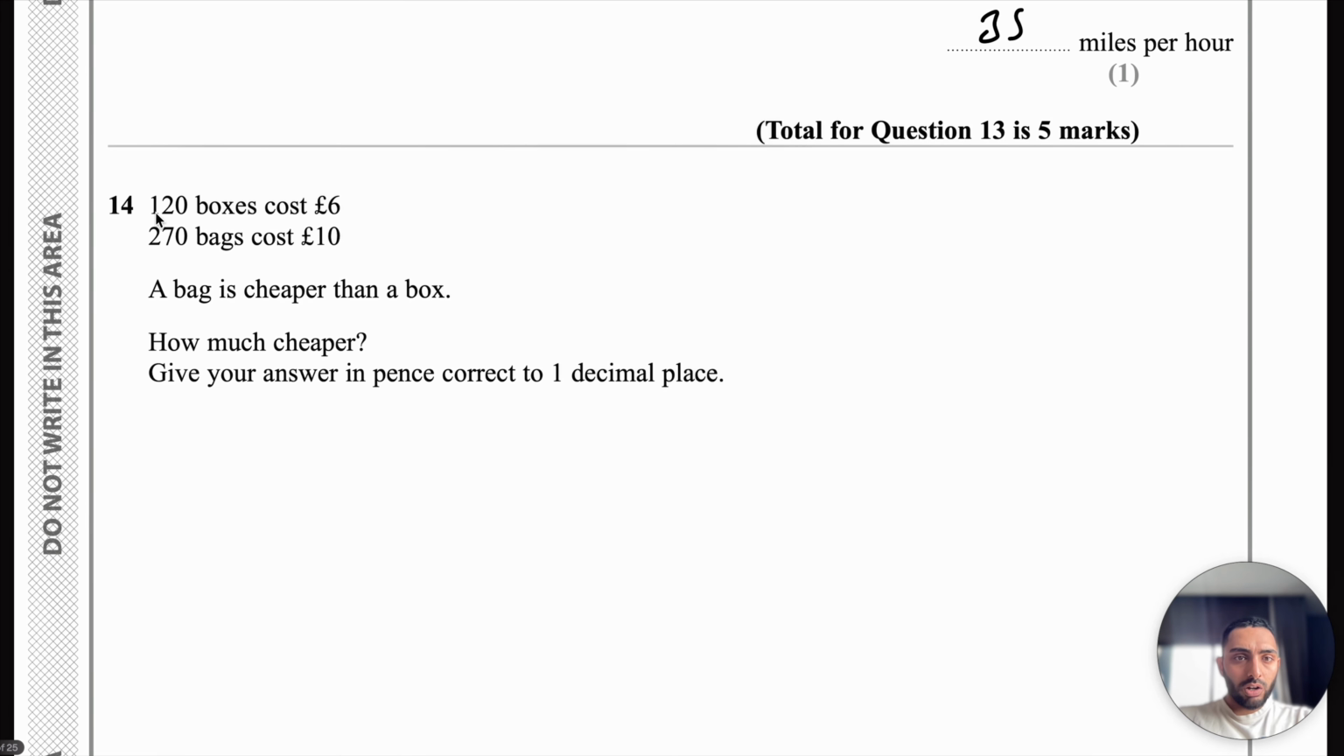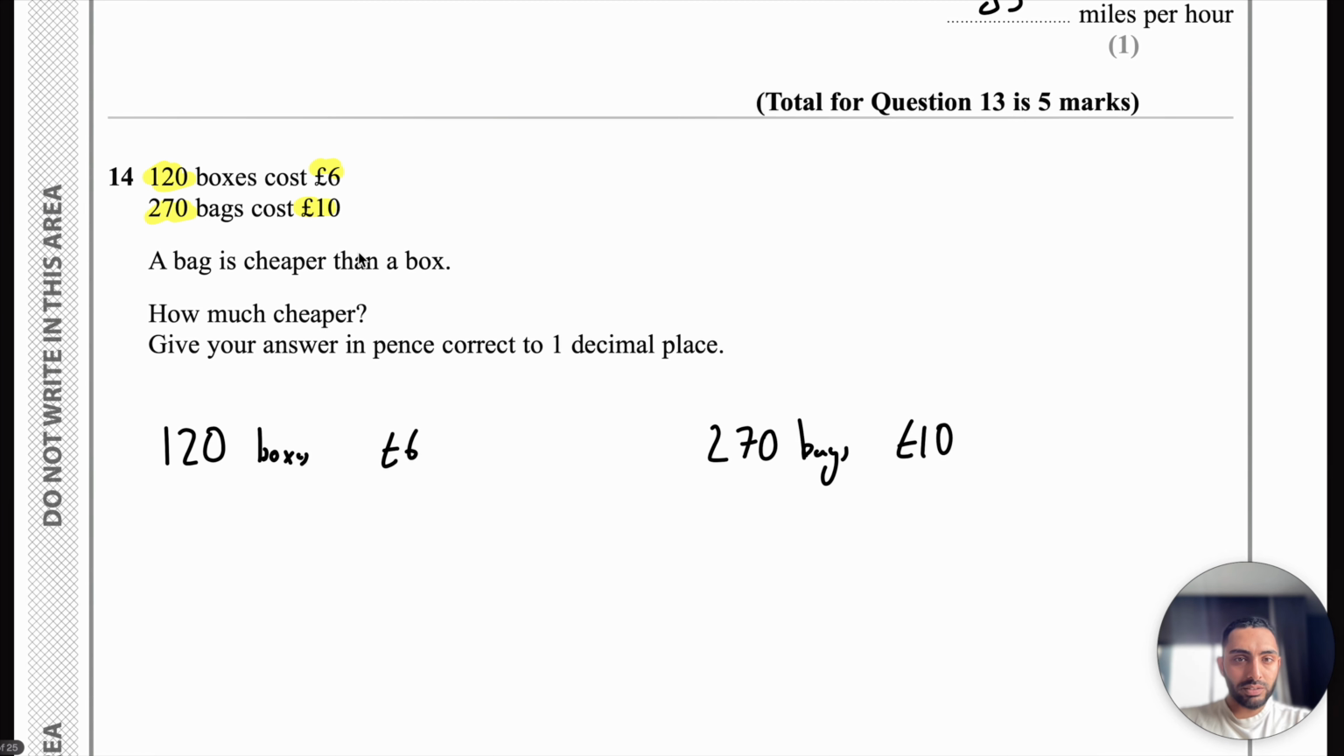Question 14. 120 boxes cost £6 and 270 bags cost £10. A bag is cheaper than a box. How much cheaper? Give your answer in pence correct to 1 decimal place. Let's just write these out. We've got 120 boxes and that's £6. And we have 270 bags which cost £10. We want to find out how much 1 bag is and 1 box is.